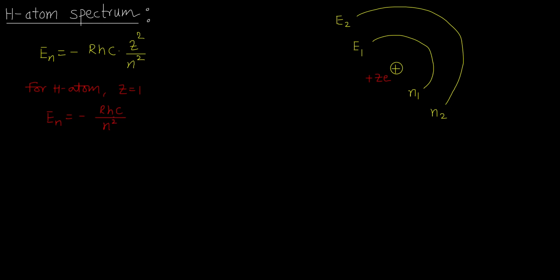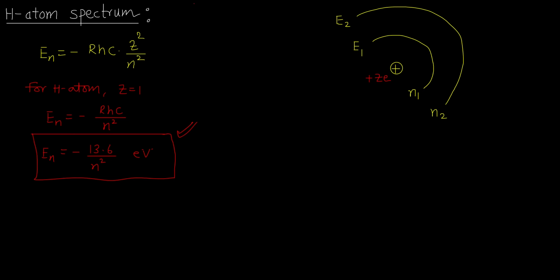And if you put the values of R, H and C in this expression and convert the energy unit into electron volt, then, if you remember, I told you this expression gives you -13.6 divided by n² electron volt. Okay, so this is the expression we will use today for hydrogen atom.